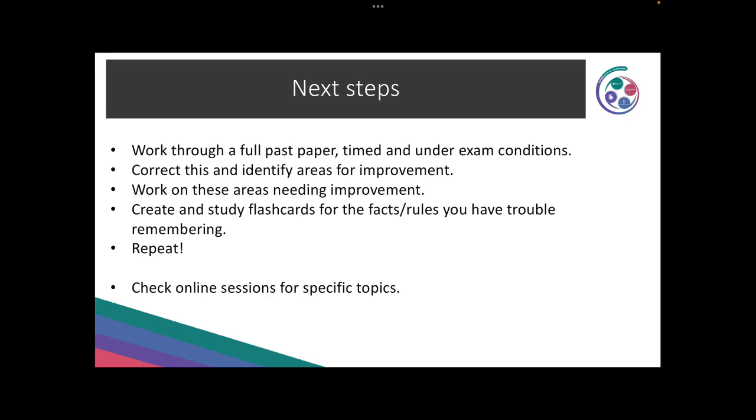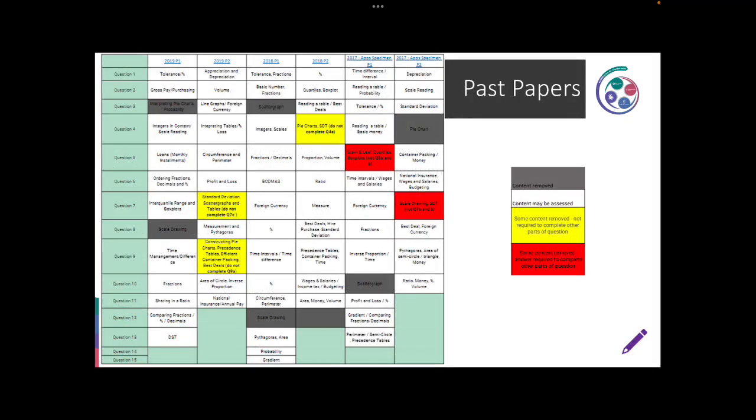And then once you're feeling a bit more confident with those topics that need improvement, go back and do another past paper, do the same thing, time conditions, exam conditions, and then correct it and see if you've improved on your score from the time before. And if you're having trouble with that, then consult your teacher or any of the online resources so that you can make improvements. So on this slide, I've gone through all of the past papers.